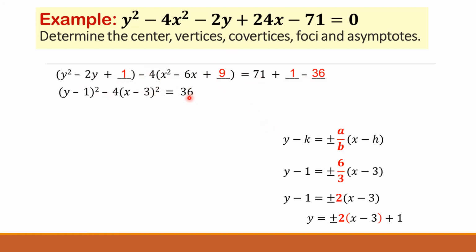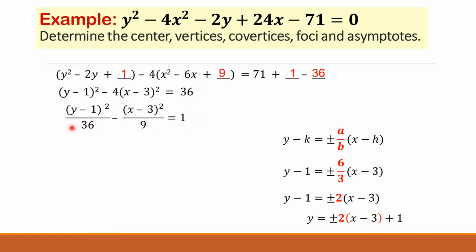Now to write this in standard form, we have to make this equal to 1, and we can only do that by dividing both sides by 36. So dividing both sides by 36, this is now 1. 4 over 36 is 1/9 in simplest form. Then it now has a denominator of 36.